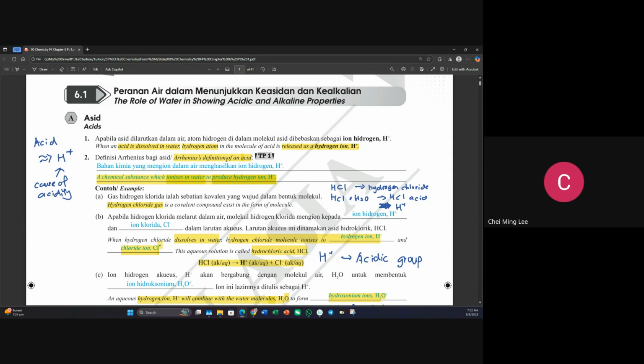In terms of Arrhenius' definition, an acid is a chemical substance which ionizes in water to produce hydrogen ion, H+. For example, hydrogen chloride gas is a covalent compound and exists in the form of molecules. When it dissolves in water, the hydrogen chloride molecule will ionize to hydrogen and chloride ion. So the aqueous solution is called hydrochloric acid.